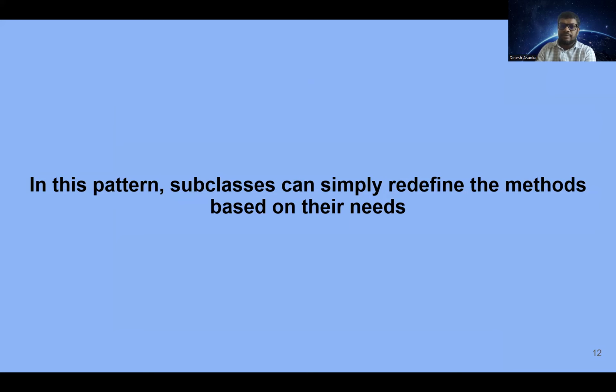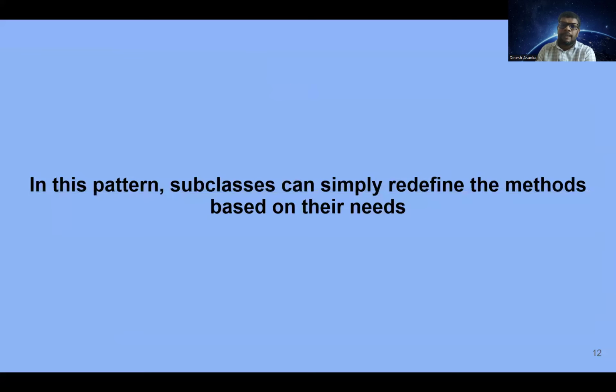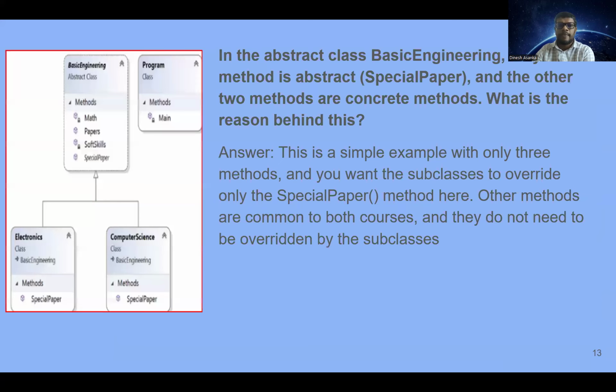So in this, yeah, and the code reusability. The method that you implement in the superclass can be reused in the subclasses as a virtual method. In this pattern, subclasses can simply redefine the methods based on their needs. For example, add sauce. This class will have its own add sauce method. So you have some customizable methods as well. Right.